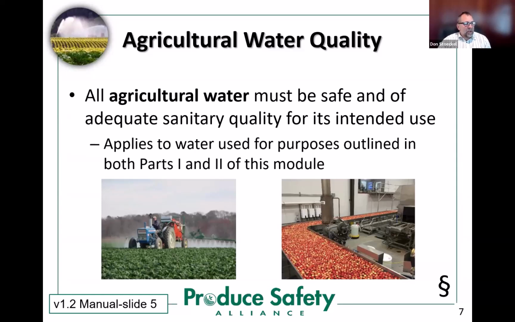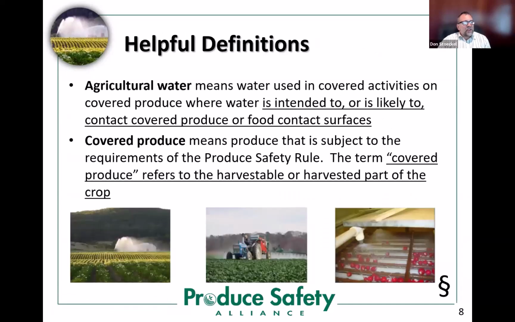So in this case, the global requirement that we all love to say is agricultural water must be safe and of adequate sanitary quality for its intended use. Something that's new is we used to have this as a supplemental slide that many of us used. Now we put it into the actual curriculum.